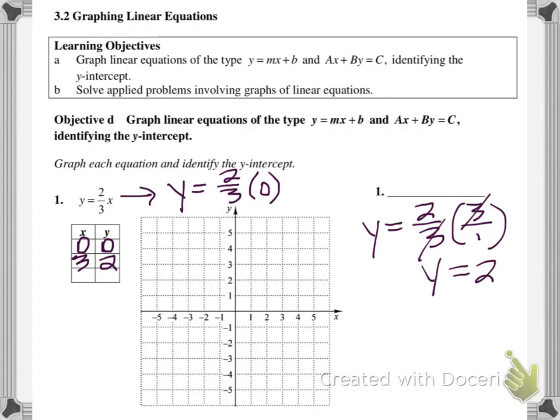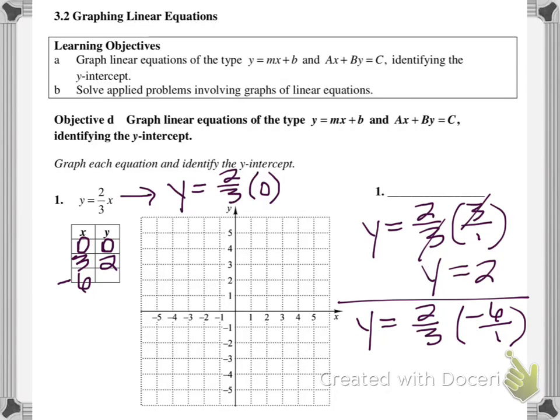And let's go ahead and pick one more ordered pair. How about -6? And again, I'm picking things that are divisible by 3 because of my denominator. If I do 2/3 times -6, 3 goes into 3 once, and it goes into 6 twice. 2 times -2 is -4.